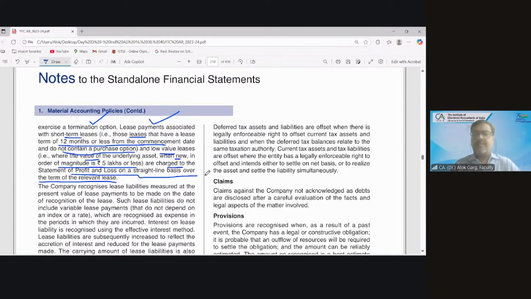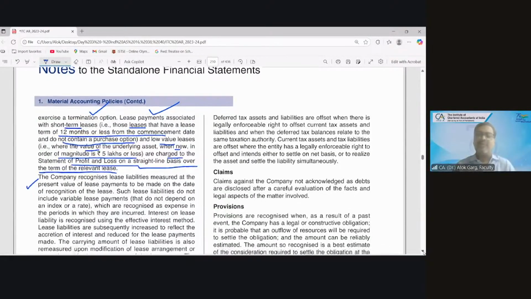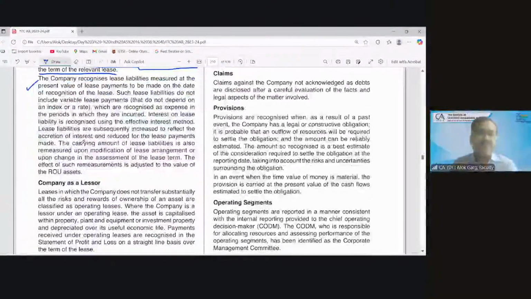Okay, so the company recognizes lease liability. Now let's come to the lease liability. The ROU work is done, now the lease liability. The company recognizes lease liability measured at the present value of the lease payments to be made on the recognition date of the lease. Present value of future lease payments.